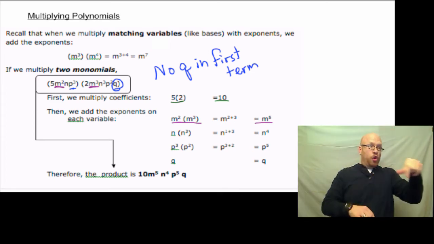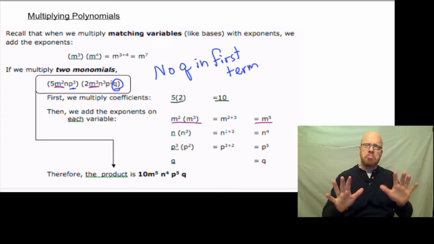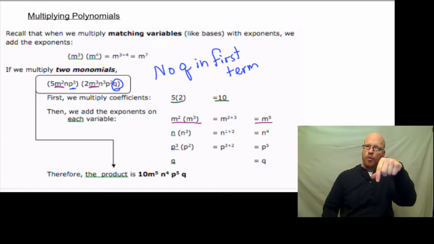Sometimes students freak out when this happens. I have q over here, but q isn't over here. What do I do? I only have one q. We're going to keep the q. We're not going to lose it. It's going to be in the answer.